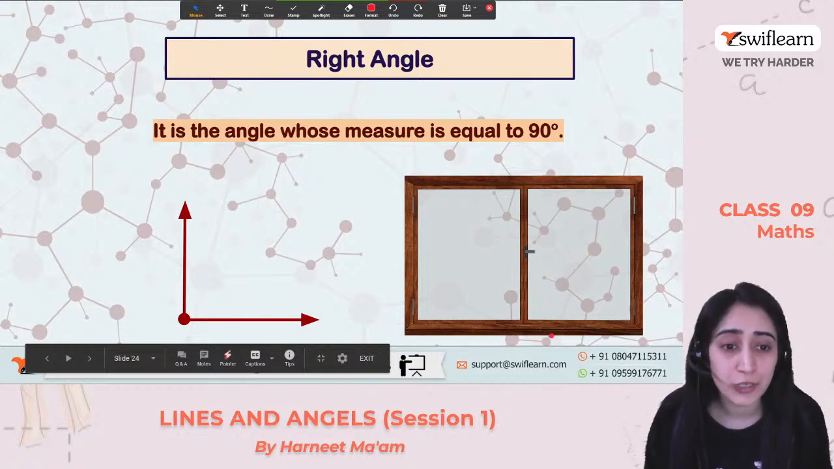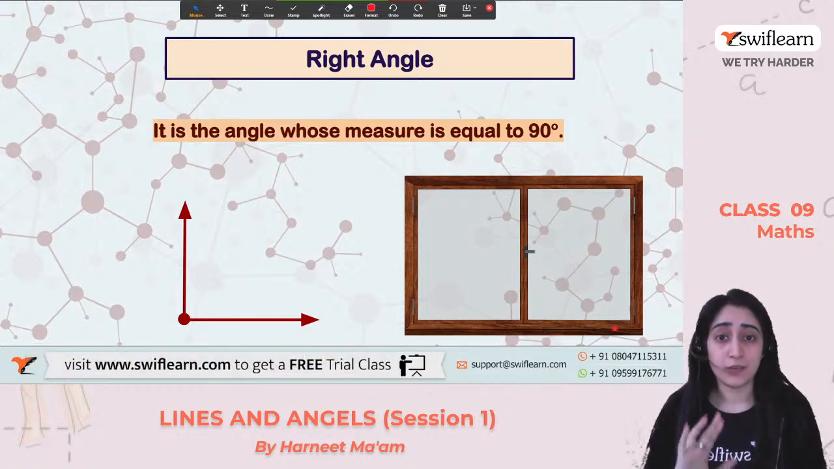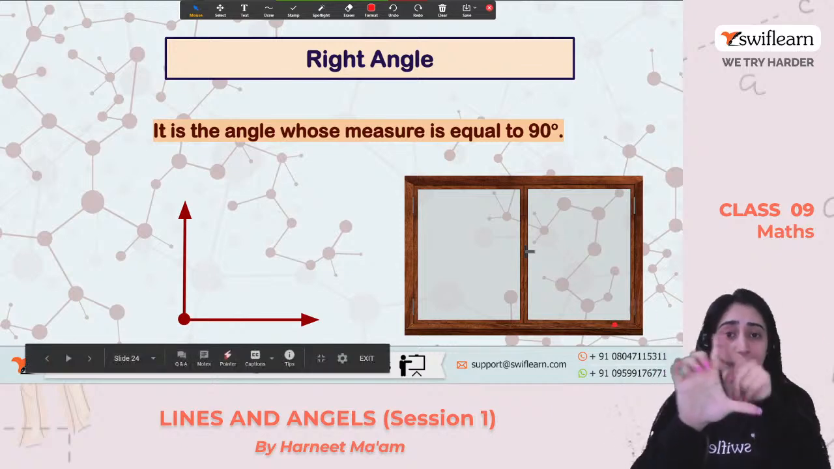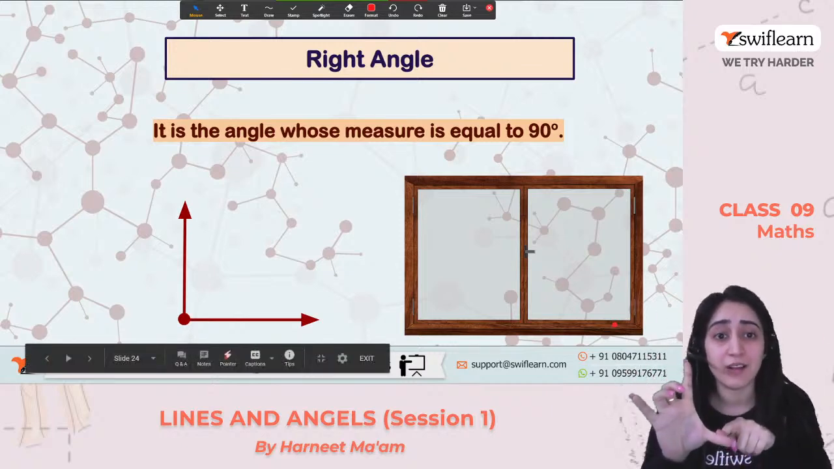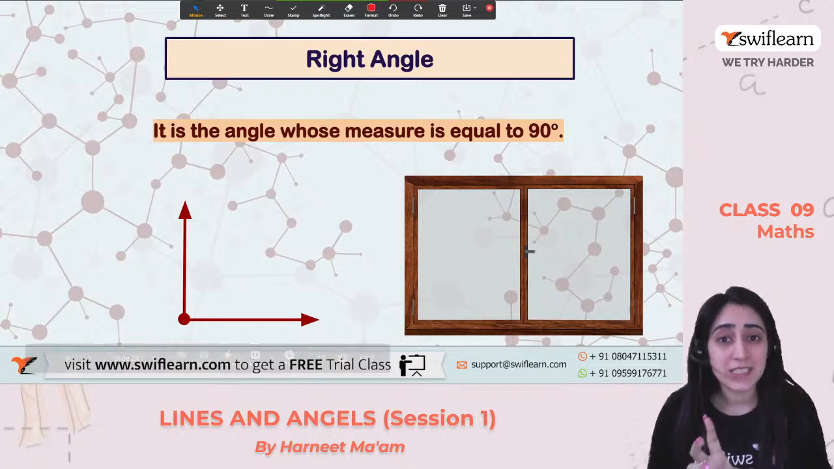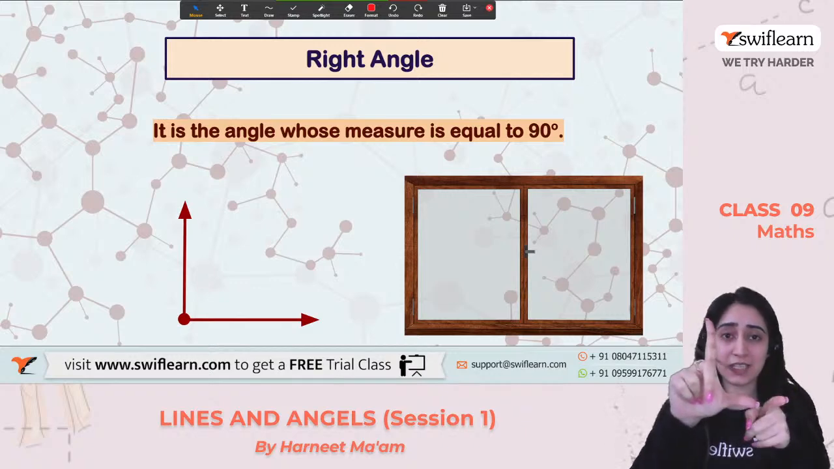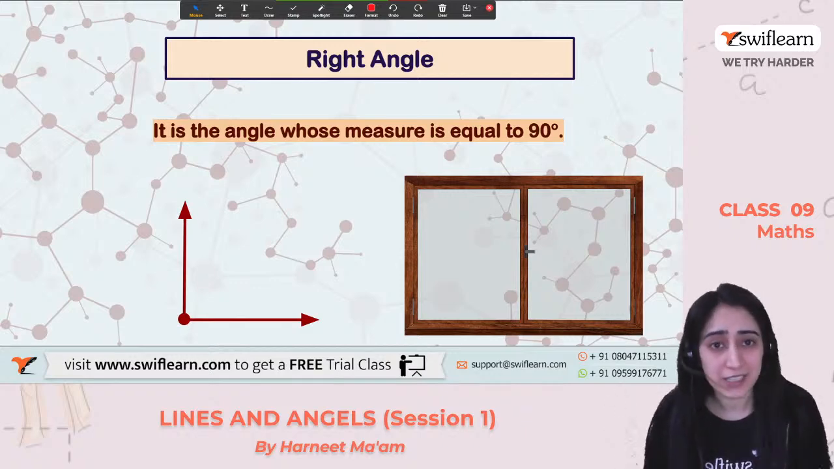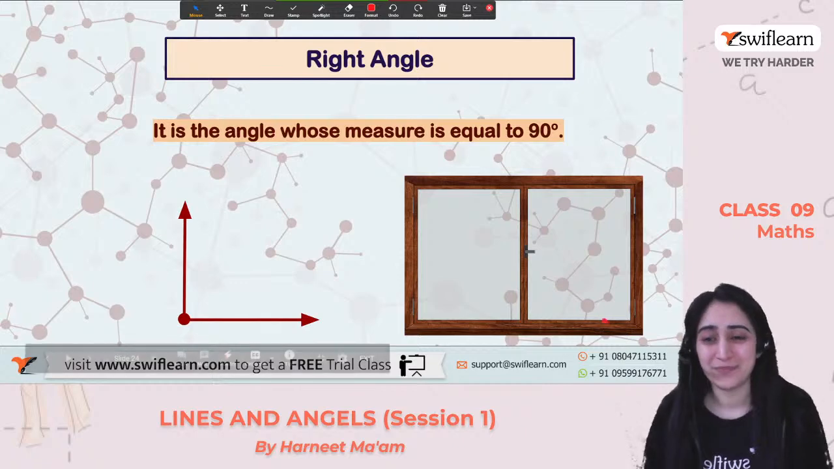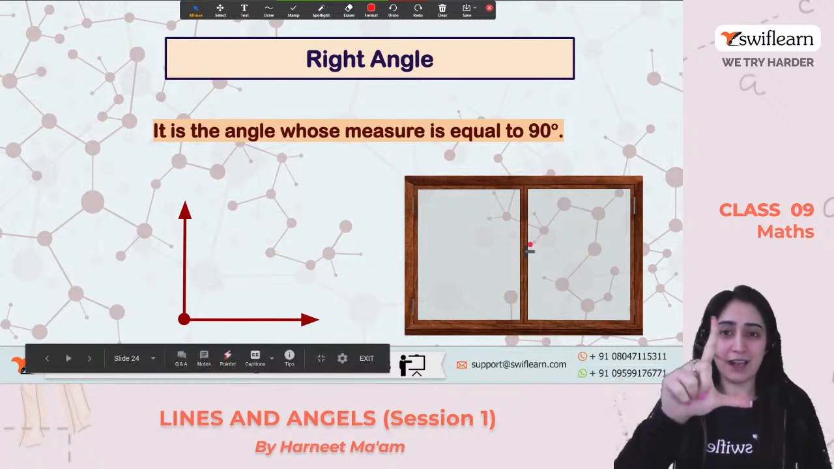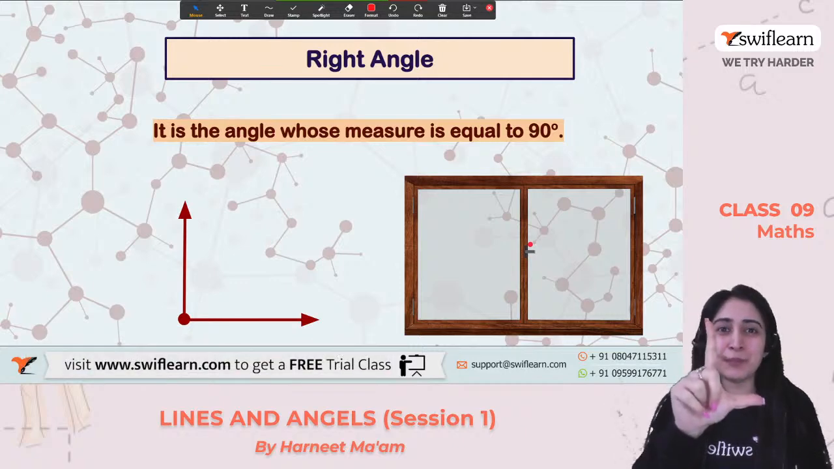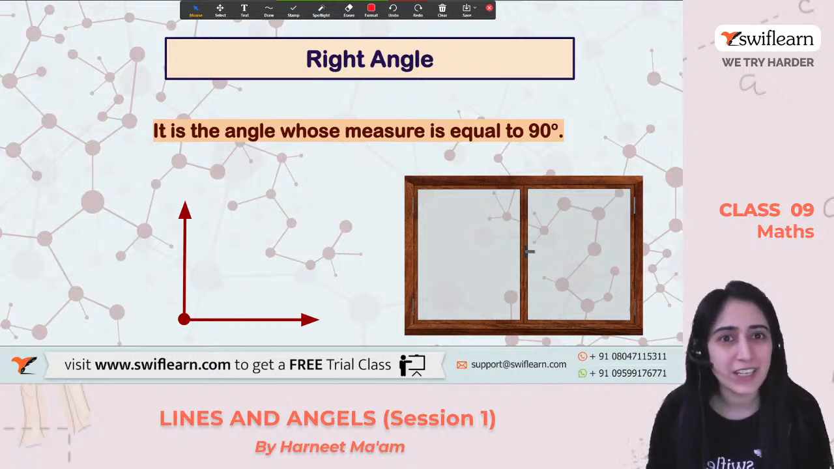Same goes with the window panes, the doors, the walls. They meet each other and form a 90 degree angle. So whenever they form a 90-degree angle, we call it a right angle. Just remember the English letter L. When you see the straight L, we call it a right angle. Clear with this one? Before L, if something is like this, we call it cute. The moment it gets straight, that is the right place, so we call it a right angle.